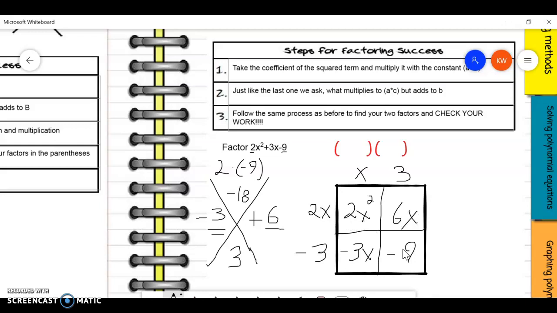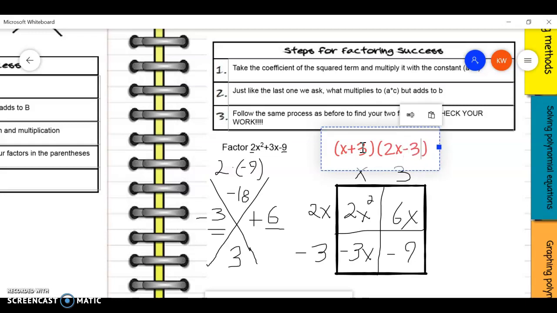Now, if you check your multiplication with the factors on the front and the side, you notice everything works out. x times -3, -3x. 2x times 3, 6x. x times 2x, bong. And 3 times -3 also works. Now, your final answer for this will be, in one parenthesis, we're just going to put x plus 3. In the other one, we have 2x minus 3. And now we're all finished.